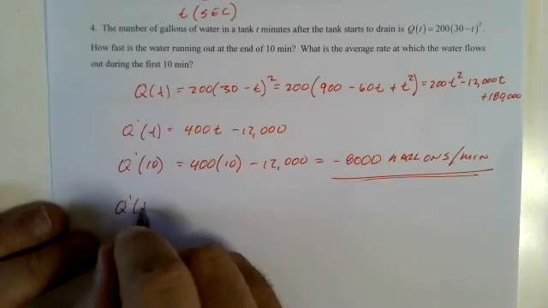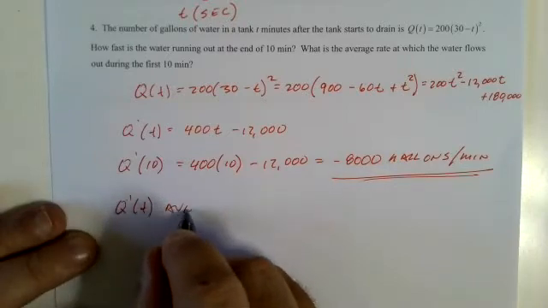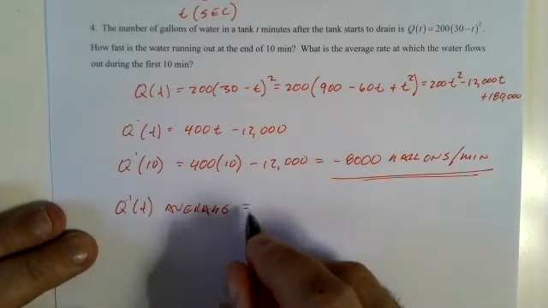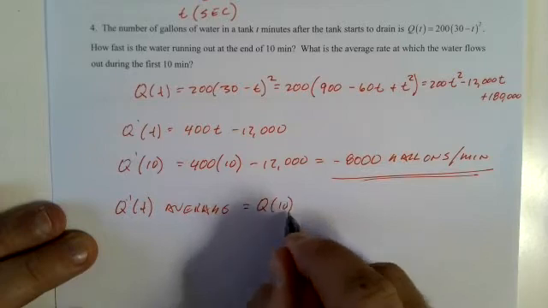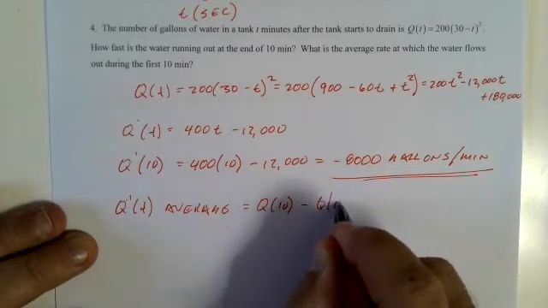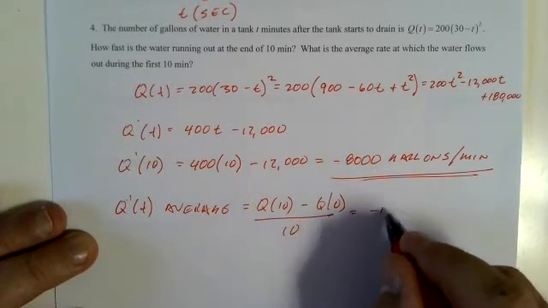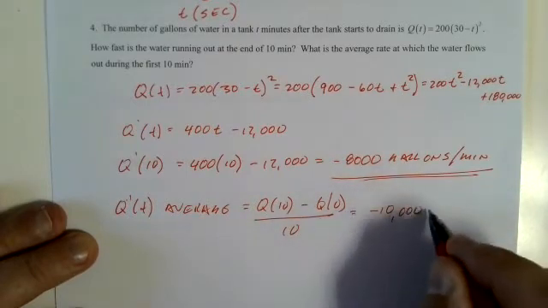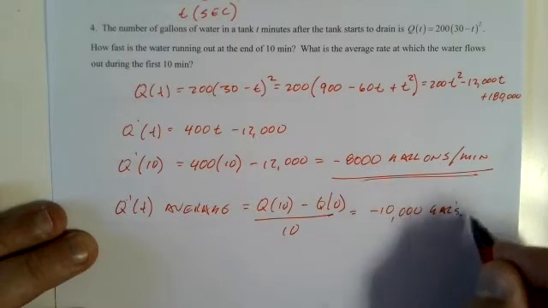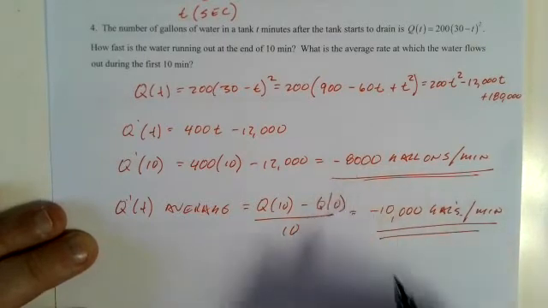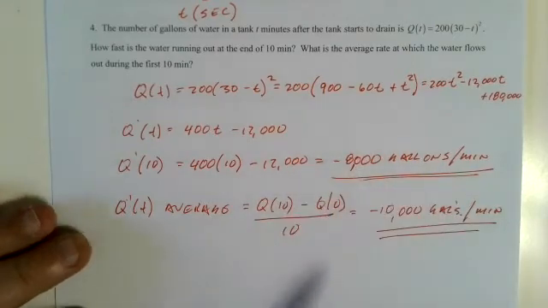So the average rate, which I really shouldn't write as a derivative, Q of 10 minus Q of 0 over 10 equals negative 10,000 gallons per minute. So not that different, but different.